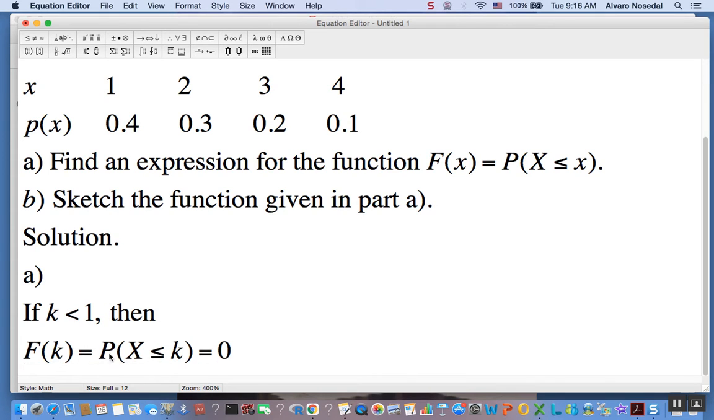How about the probability of rolling something that is less than or equal to 0? Again, 0. How about the probability of rolling something that is less than or equal to -2? 0. Can you see it? So that's our first case. Case 1.